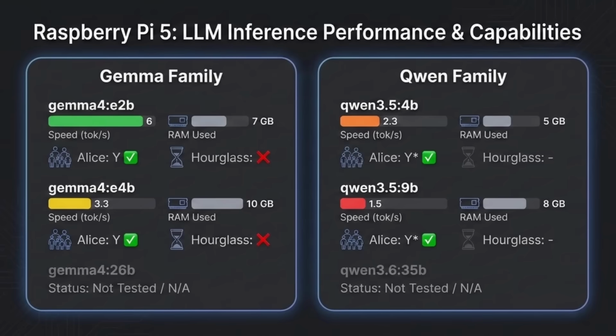Now, if we go to a Raspberry Pi 5, again, because it doesn't have any dedicated VRAM, on the effective 2 billion parameter one of Gemma 4, you're getting 6 tokens a second, and it takes about 7 gigs of RAM.